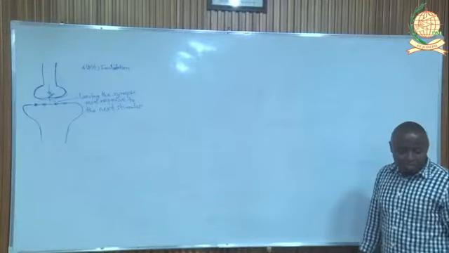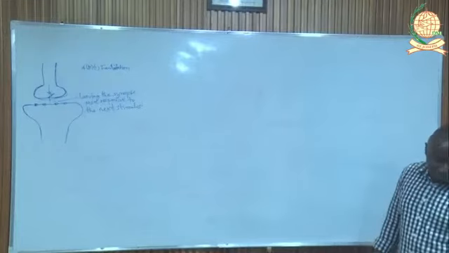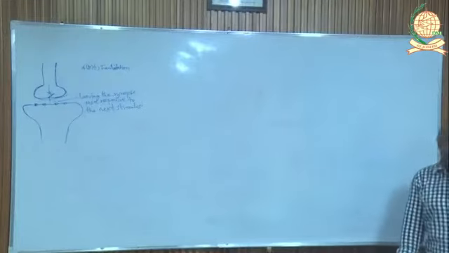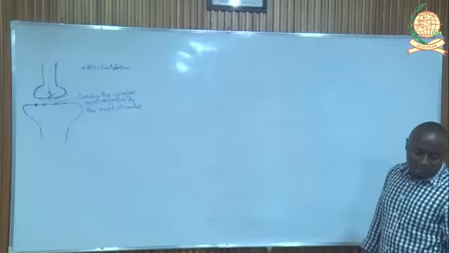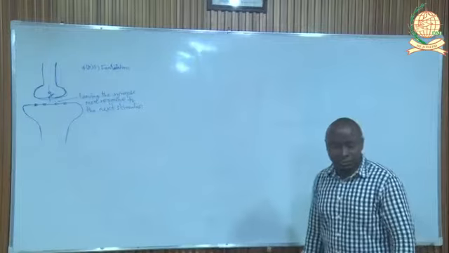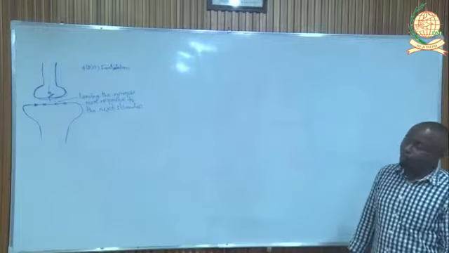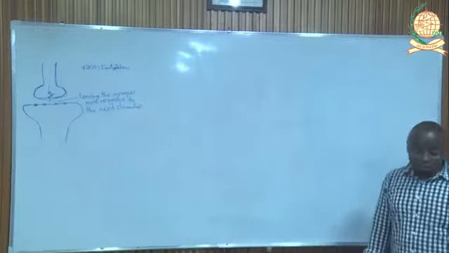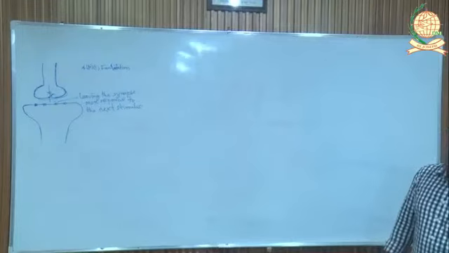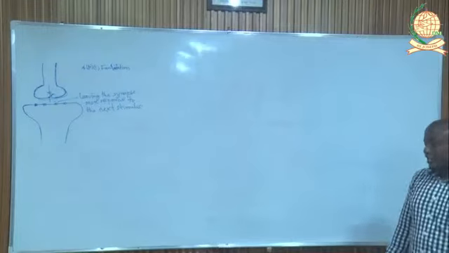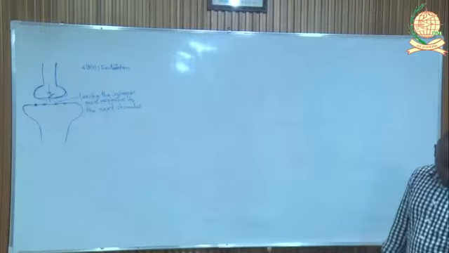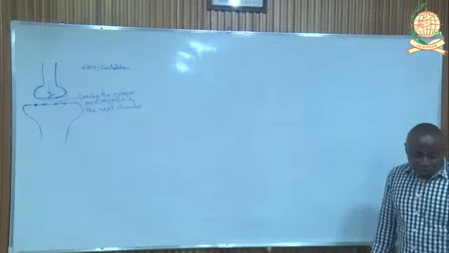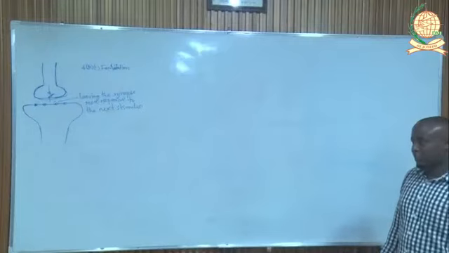The rods are uniformly distributed throughout the retina except at the fovea. But the cones are highly concentrated at the fovea. The rods have low visual acuity.